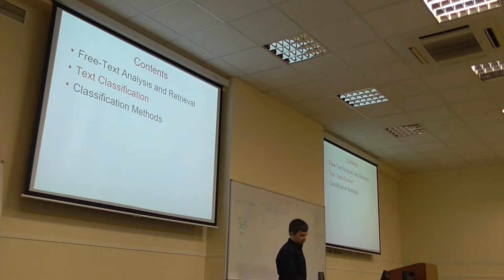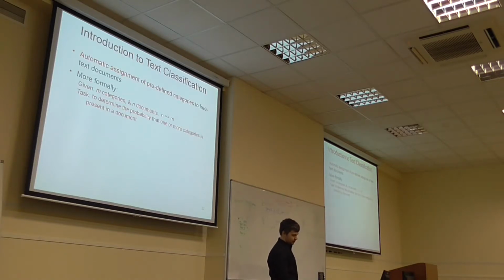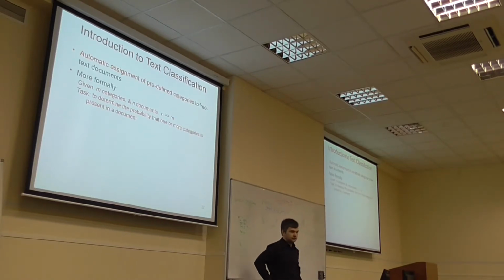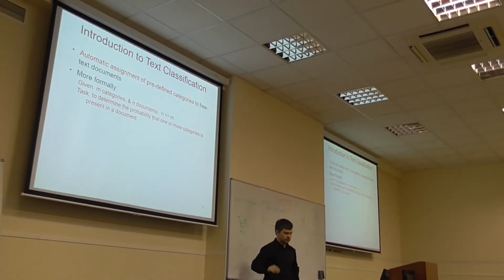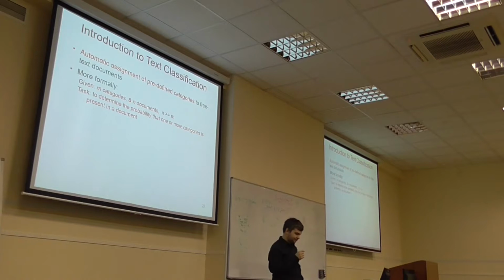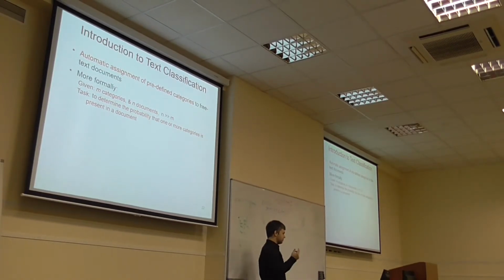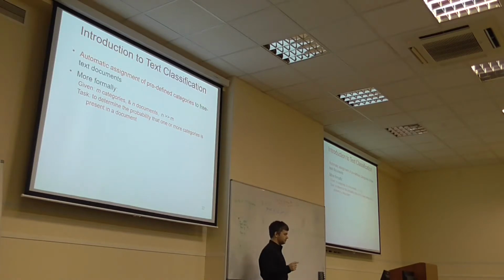Okay. So another one can be text classification. As we mentioned before, classification is assignment of the documents to certain labels, to certain types. So we have some M categories and N documents. And N must be much bigger than M. Why? Because otherwise it's not classification.